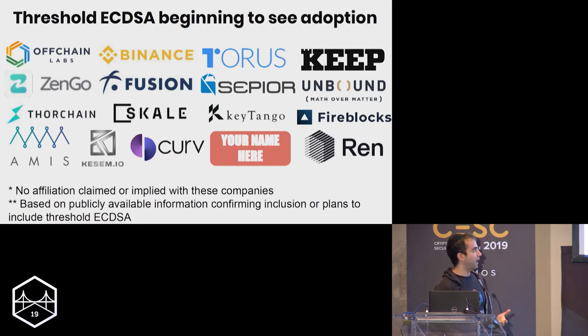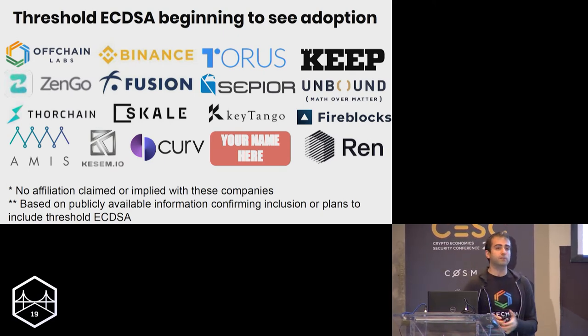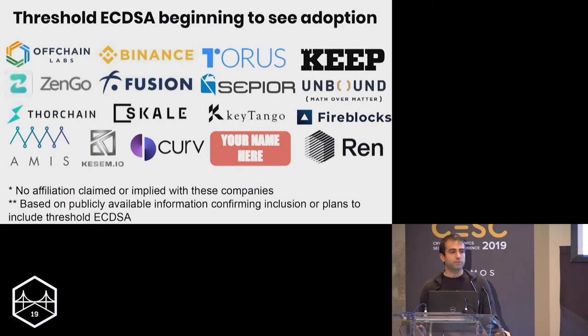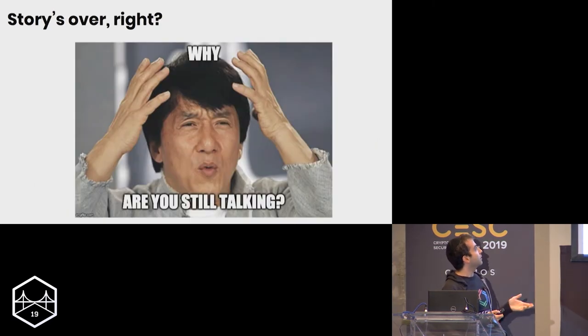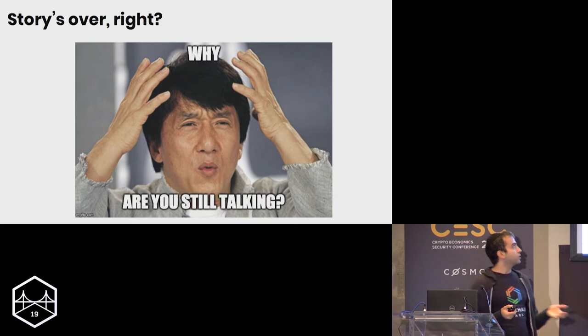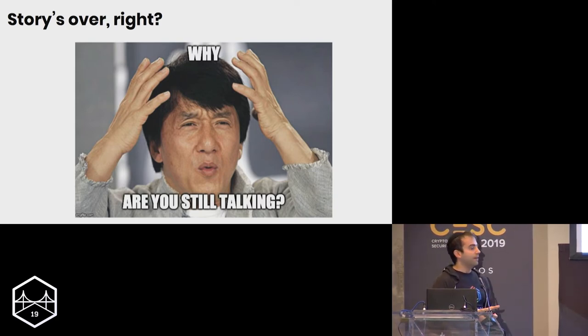People are starting to see the power of this technology and saying, hey, in 2018, we really got this stuff to work. It's efficient. It works fast. Signing takes a matter of tens of milliseconds. Key generation is also super fast. So great, people are actually starting to use this. So that was my talk last year, and so that's it, right? We solved it, people use it, I should pat myself on the back, and we're done.